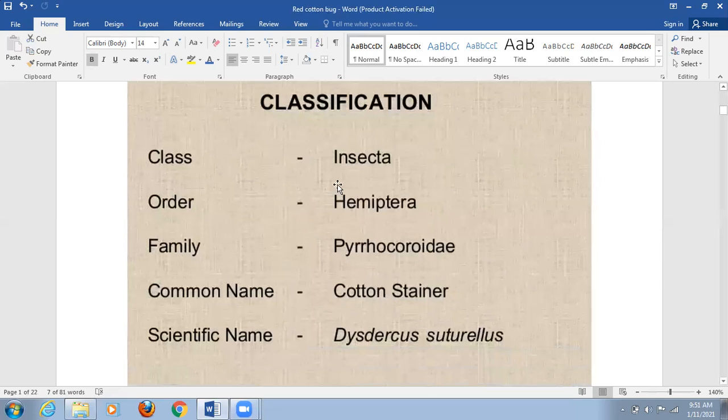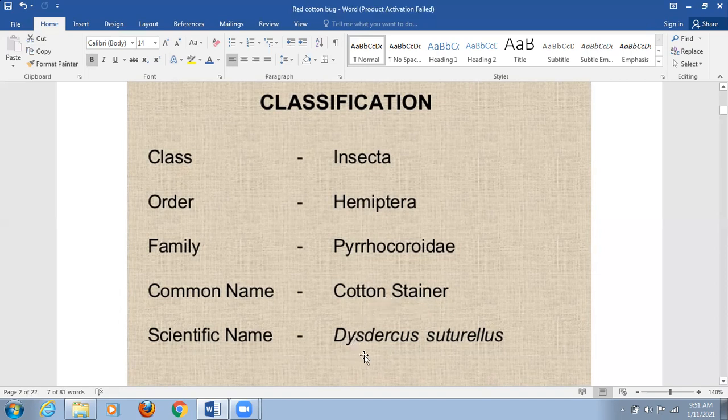Again on your screen, this is the classification of the red cotton bug. This particular red cotton bug is also known as cotton stainer. Cotton stainer means discolored spots are found on the body surface. That's why it is known as cotton stainer.